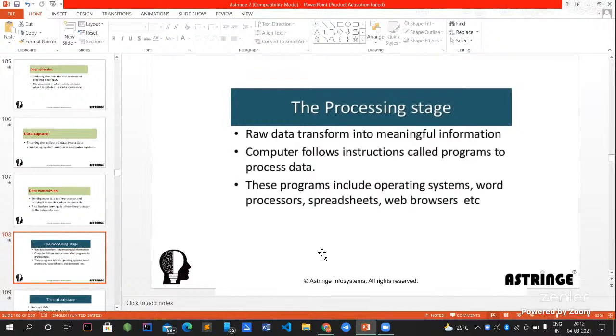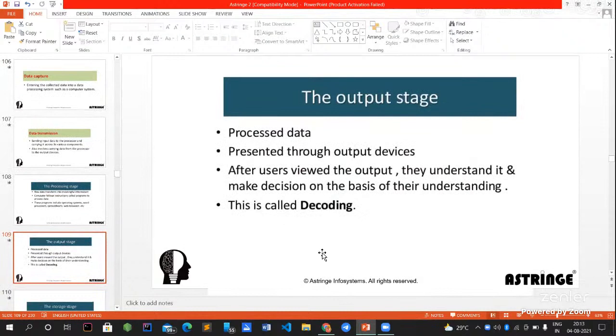Okay, now the word processor also has the same process. Okay, and the web browser also has the same process. It depends upon which degree of operation you want to apply. Then the next point is the output stage.